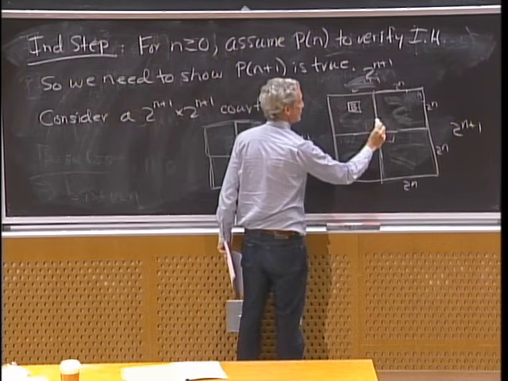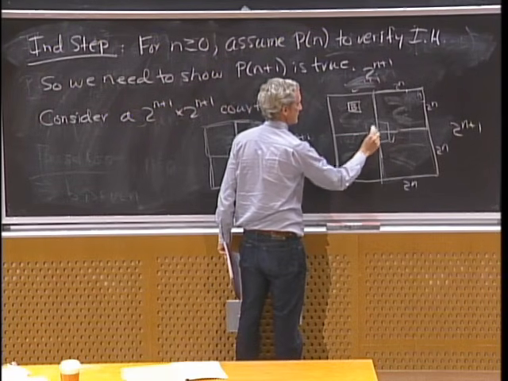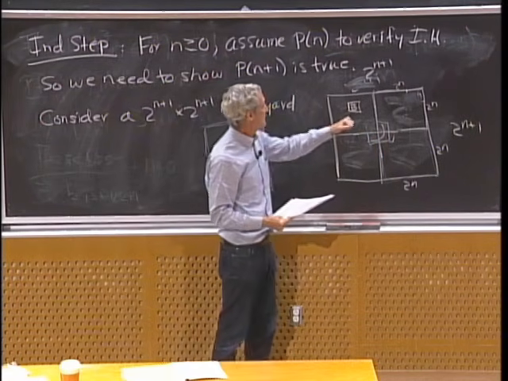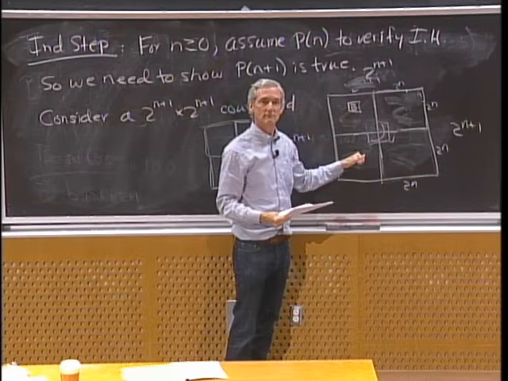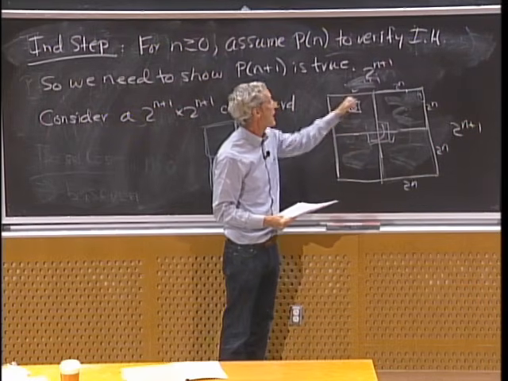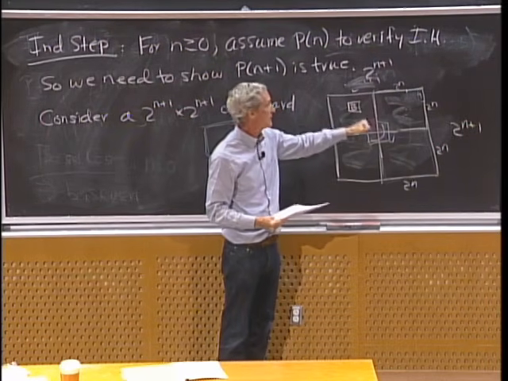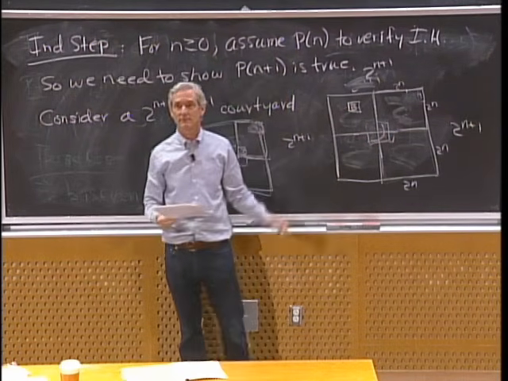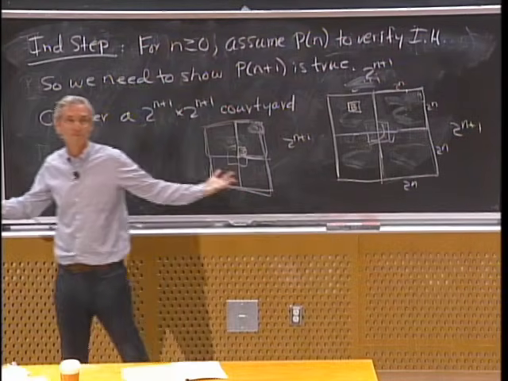Now I'm going to place my first L-shaped tile here in the other three regions. And now I apply Pn to each region. Well, Pn says I can do it with any square missing. So I'll pick this one out here, this one out here, that one there, and that one there. And now I'm done. And that was easy. No extra steps.